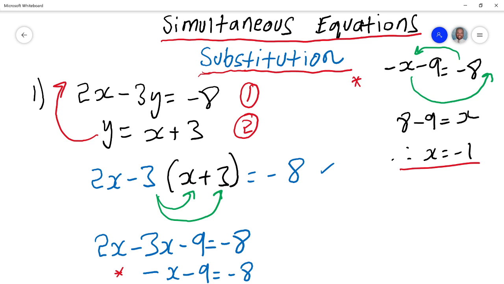Are we done? No, we've got the value of x. We now need to find the value of y. Now this step is easy because we've worked out what x is. We just have to put the value of x in either equation 1 or equation 2. Now here's the tip: you put it in the equation that is easy to work out.